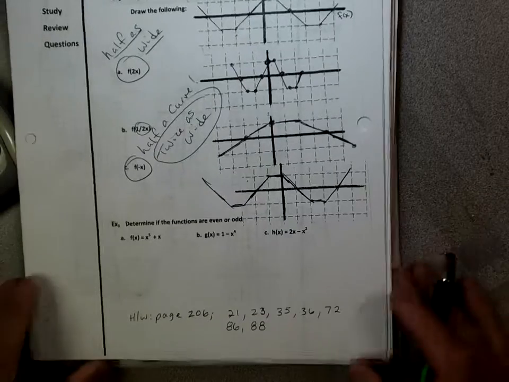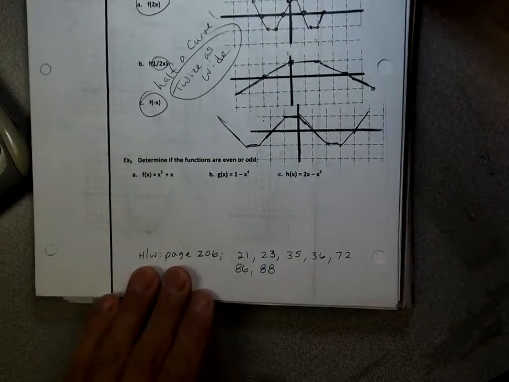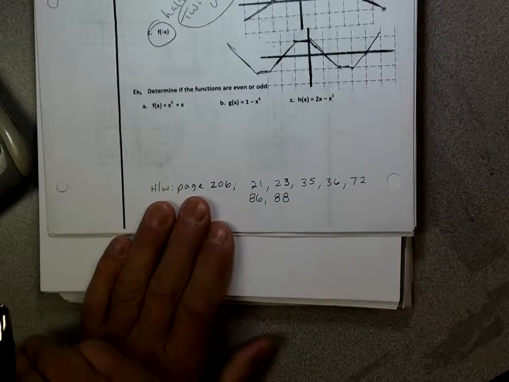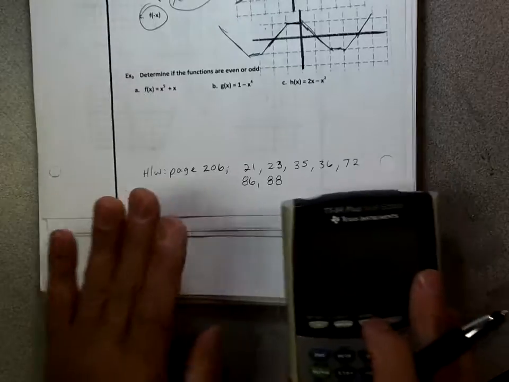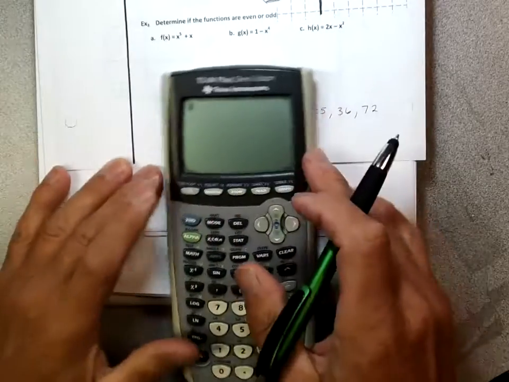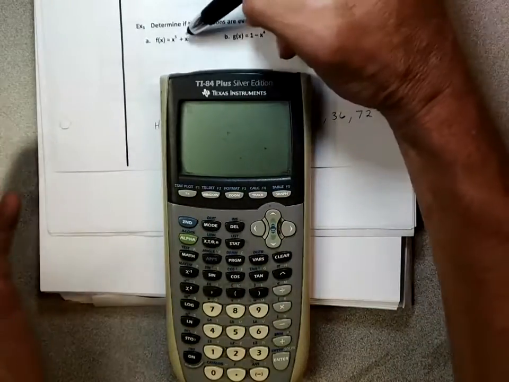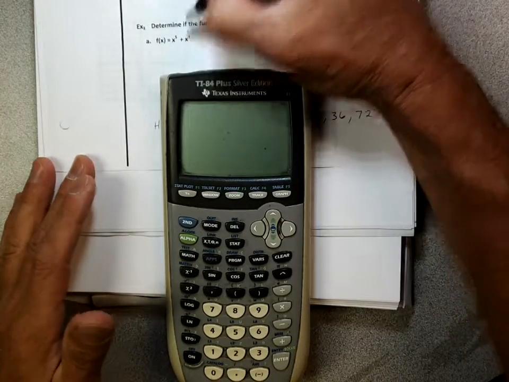Last example. Determine if functions are even or odd. The easiest way to do it is by graphing. I'll graph, and if you just want to watch, you guys are pretty good at using the calculators, so I'll do them, you can just watch. First of all, it looks like it's probably odd. Odd exponents, right? Probably odd, but let's double check it.